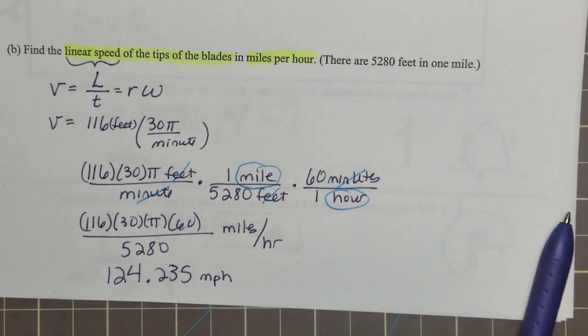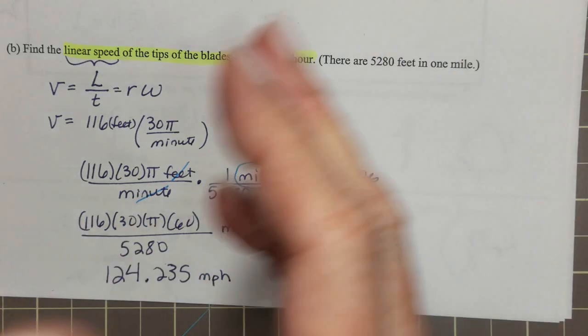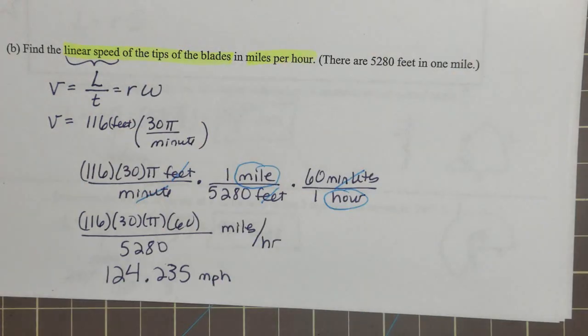Interesting. Okay, so today we did length of the arc of a sector, area of a sector, linear velocity, and angular velocity.